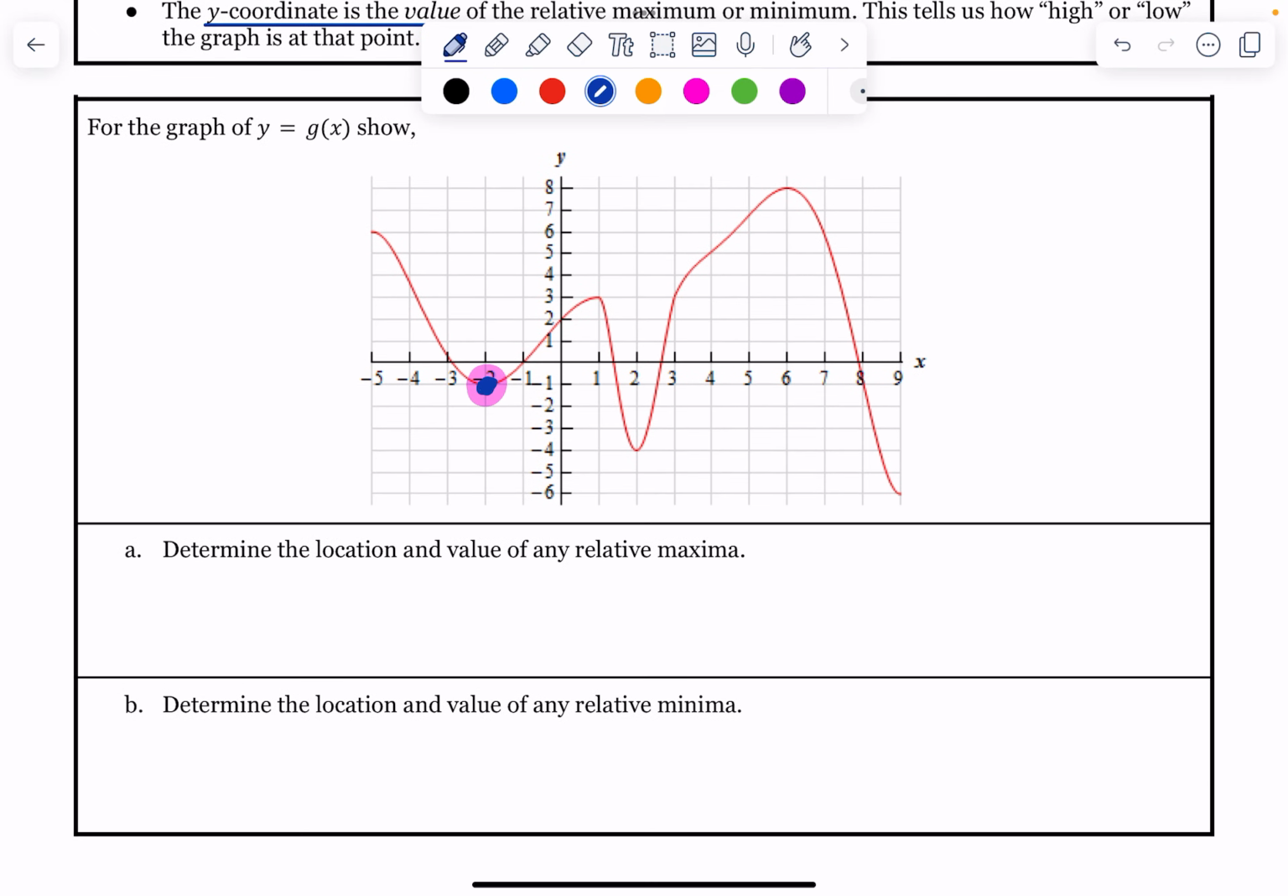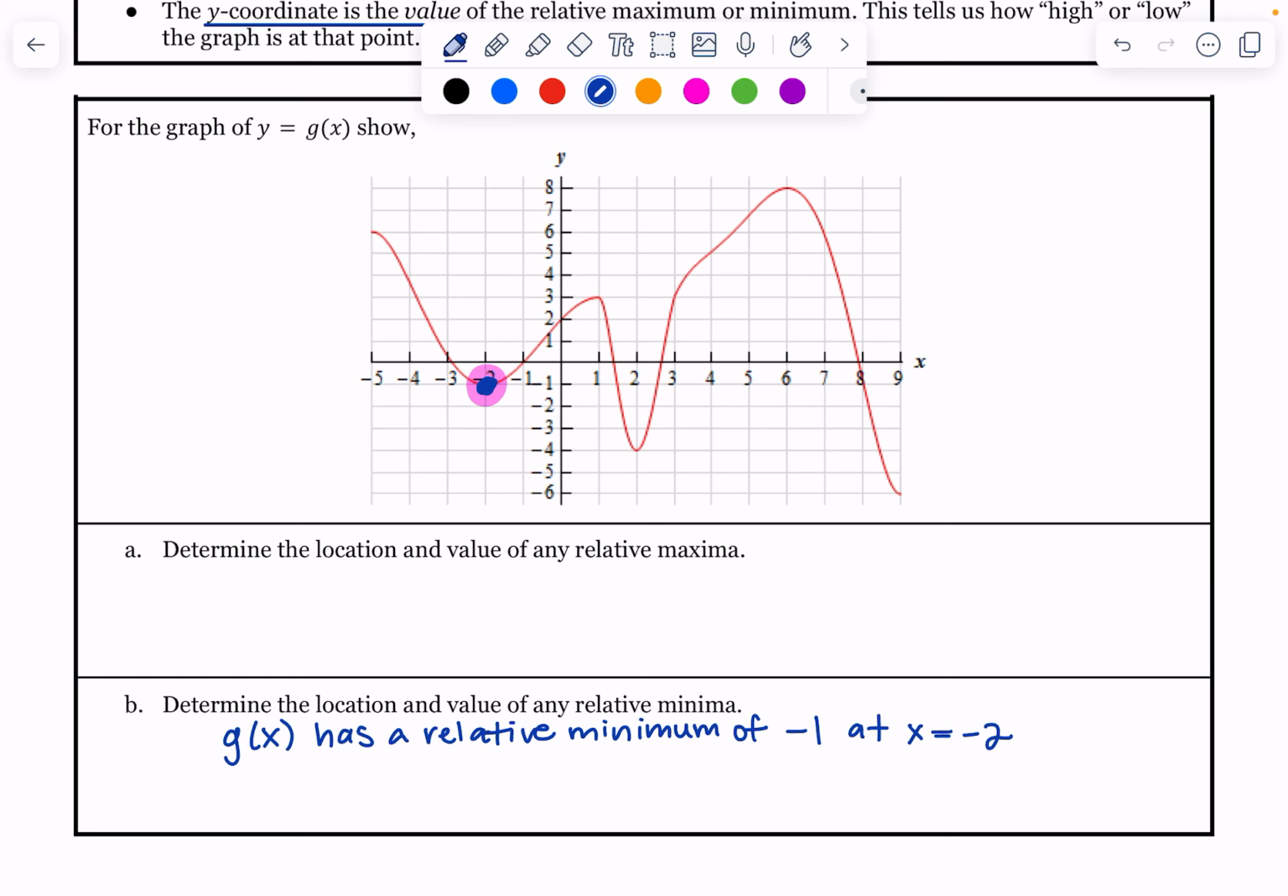And so how I will write this, because it says determine the location and the value. So this graph, I'm going to write g of x has a relative minimum of, and that value is the y value of -1, and the location, so at, is x equals -2. So the minimum value is that y value, so -1, and then the location is where it is in the domain, so where it is on the x.